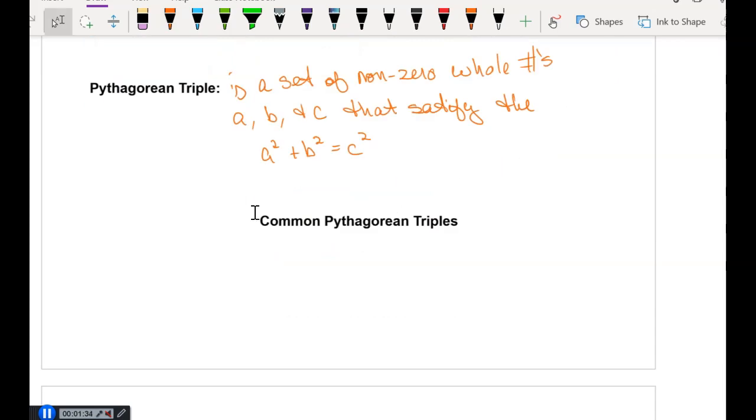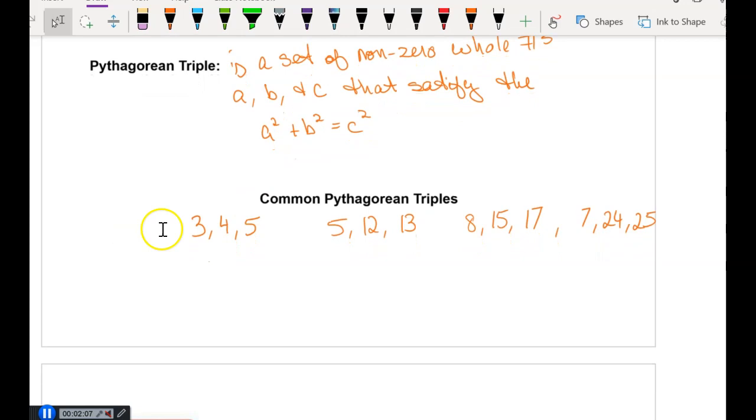Now let's take a look at some common Pythagorean triples. So 3, 4, and 5 make a Pythagorean triple. 5, 12, and 13. Then we've got 8, 15, and 17. And then we have 7, 24, and 25. So if you look at these, which one of these in each of these sets do you think is the hypotenuse of the triangle?